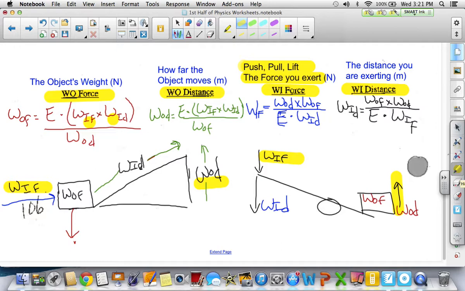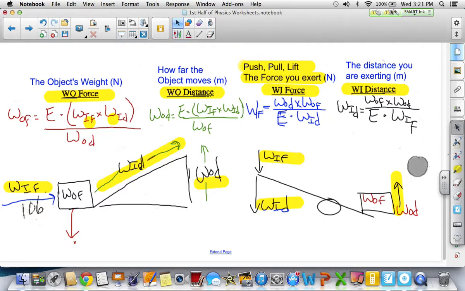When we think about our lever here, here's our work input distance. It's how far the lever is actually going down. When we think about our inclined plane, you follow the arrow going across, and it's how far you actually push up, going up the inclined plane, that would be your work input distance. And you can solve for that by taking the work output force times the work output distance divided by the efficiency times the work input force.